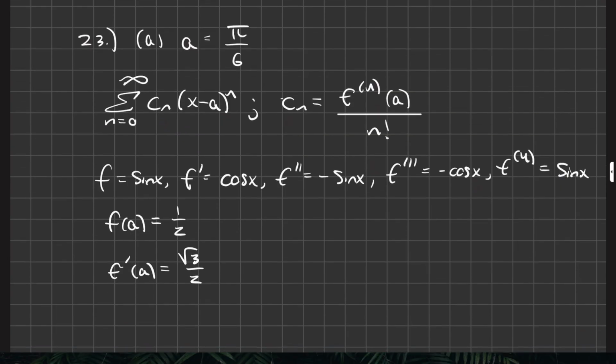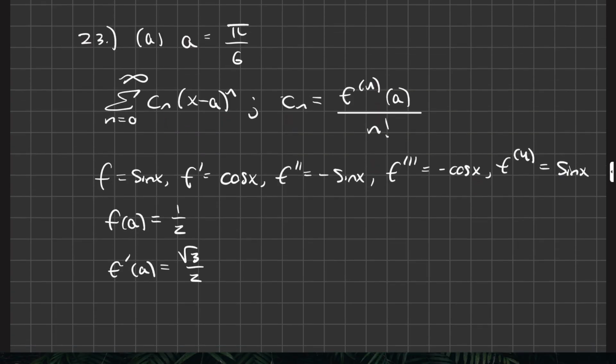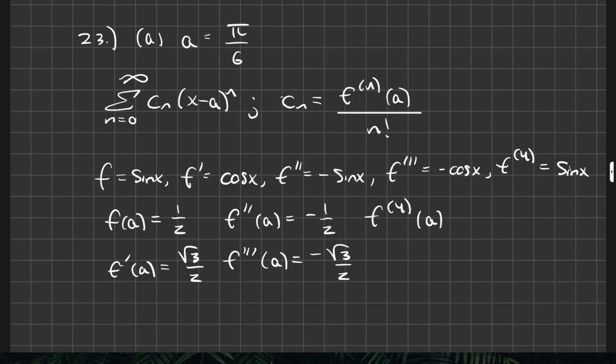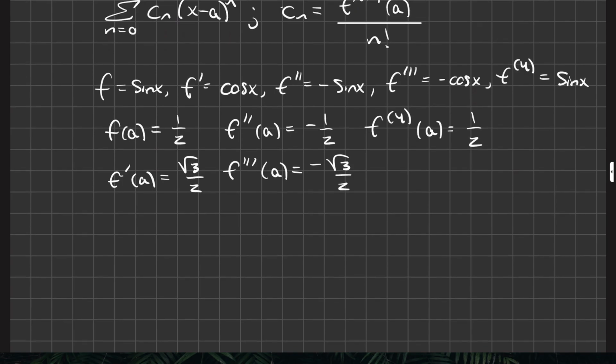And once we have these first two values, we actually have all the other values, right? They're just going to alternate between negative and positive signs. So f double prime of a is negative 1/2. F triple prime of a is just negative root 3 over 2. And then our fourth derivative, evaluated at a equals pi over 6, is just positive 1/2. Again, we loop back. Okay, now we'll form the Taylor series.